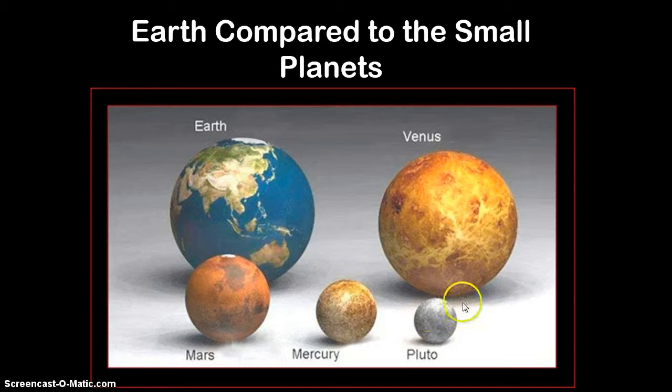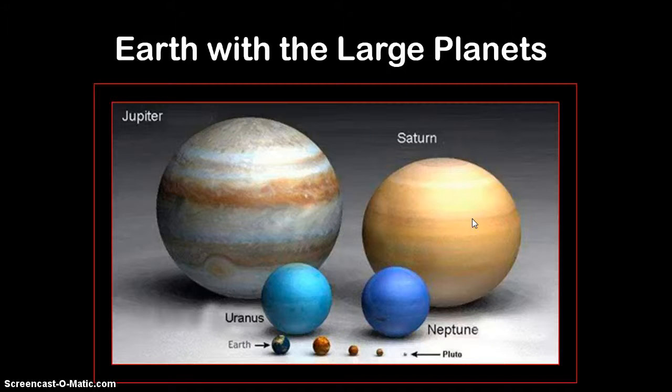Here are the small planets. You have Pluto, which we know is not a planet, Mercury, Mars, Earth, and Venus. You'll notice Earth and Venus are pretty similar in size. Then Jupiter, Saturn, here's Uranus and here's Neptune. Here is Earth right here. Pluto, teeny tiny down there. Jupiter, Earth. We think this is big.